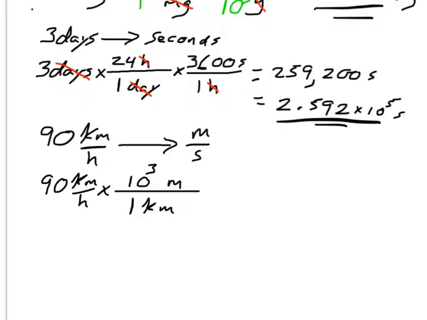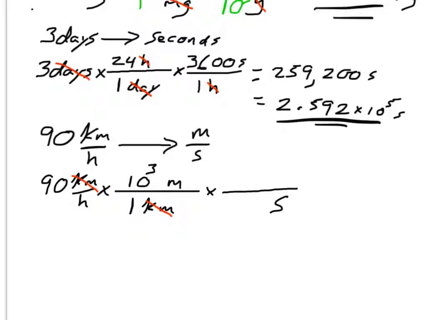That allows me to cancel my kilometers. So now I'm in meters over hours. 90 times 10 to the 3, 90,000 meters per hour. That is not a typical unit. So let's keep going so that we can convert into seconds. Now this is a little different because hours are in the denominator. I want seconds in the denominator, so I want seconds to be down here.